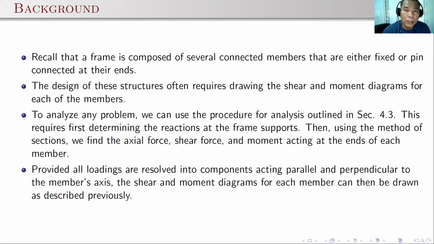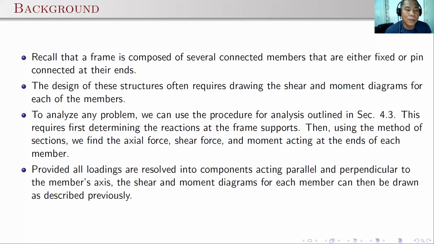As you can recall, a frame is composed of several connected members that are either fixed or pin connected at their ends. The design of these structures often requires drawing the shear and the moment diagrams for each of the members. So to analyze any problem, we can use the procedure for analysis as will be discussed later on.